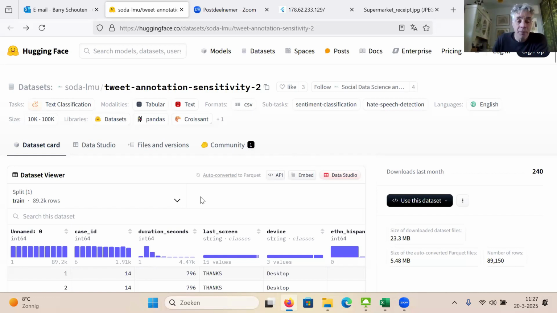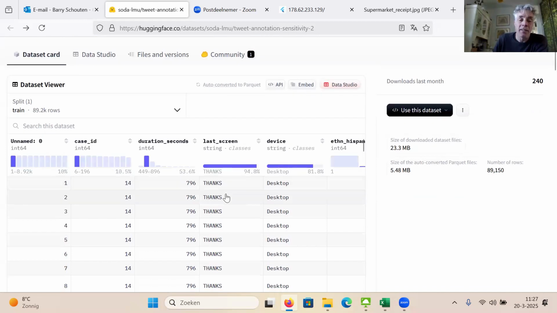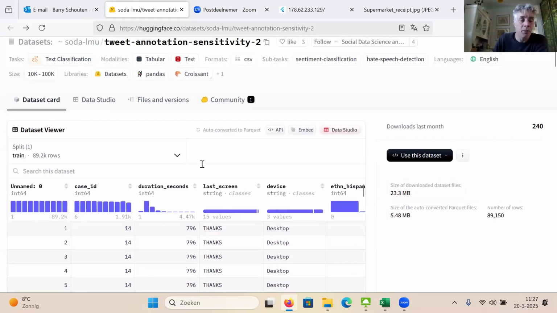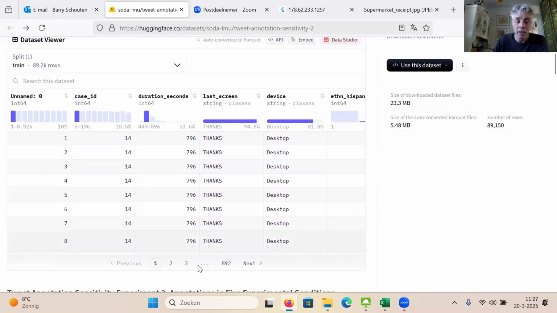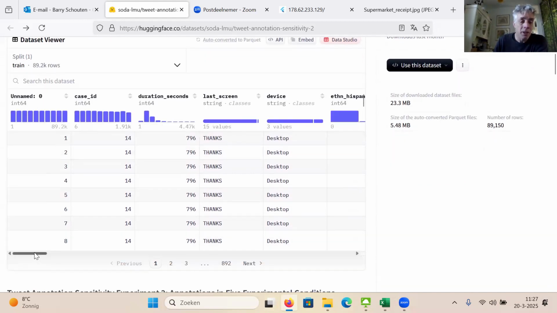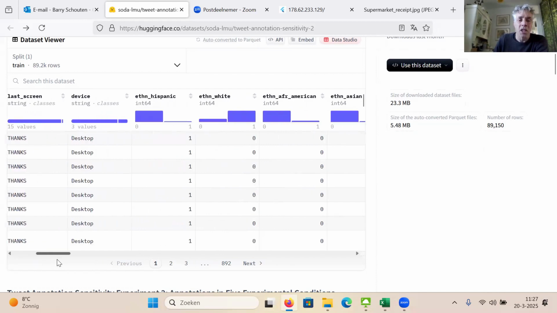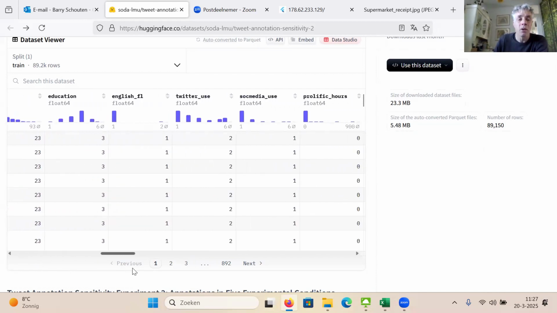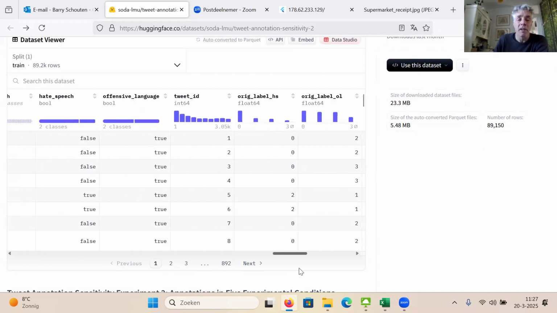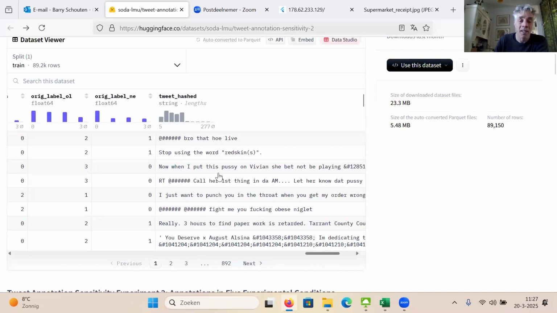Here you see the database, the website that has been created within the project. There are quite a few cases, almost 90,000, really a lot. We may look at a few examples here. You can see some of the characteristics of the coder, so who did the coding, but also here at the very end, the tweets.